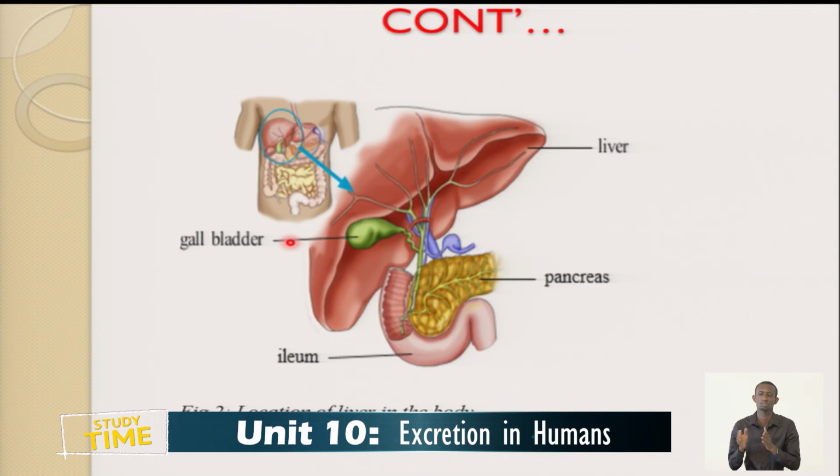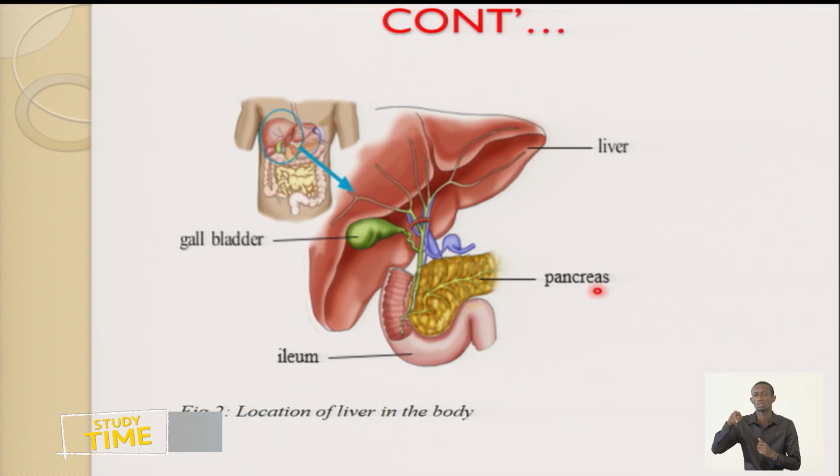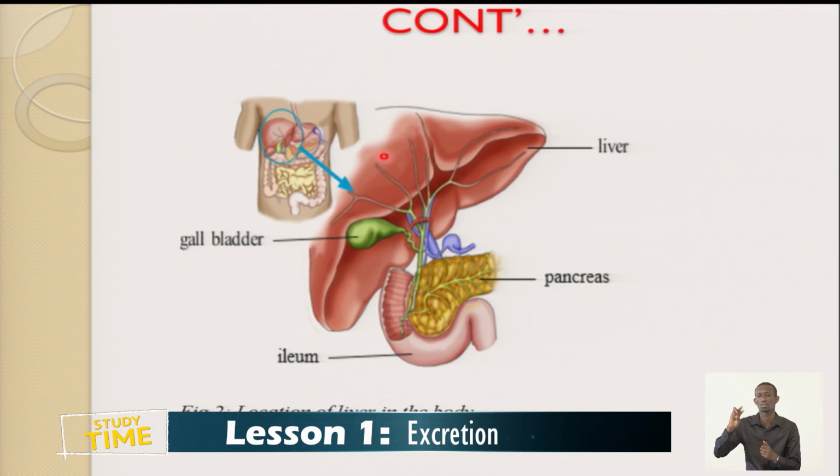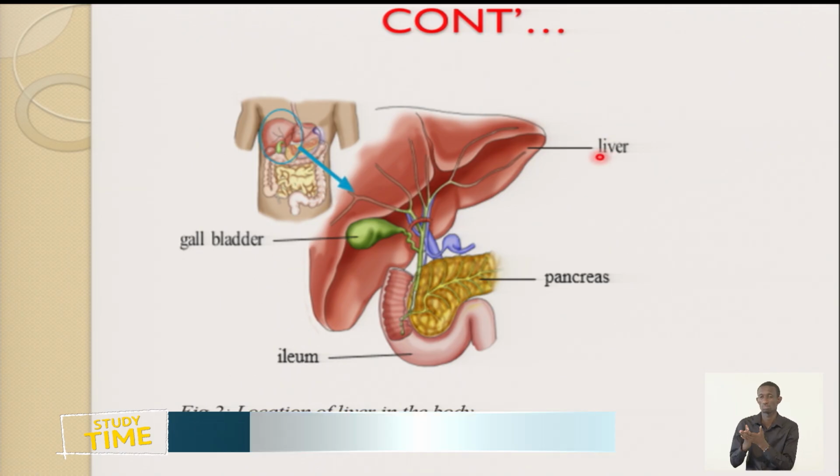We also have the pancreas, and pancreas plays very many functions. It produces what you call pancreatic juice. It also produces some hormones that are responsible for balancing the amount of glucose in our body. So we have the ileum. These are accessory organs that are normally associated with the organ which is called the liver.